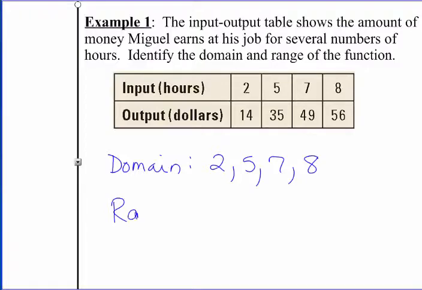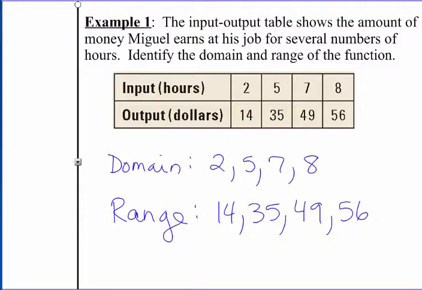The range is a list of all the y values or output values. So the range in this case consists of 14, 35, 49, and 56. So those are the domain and range of this function.